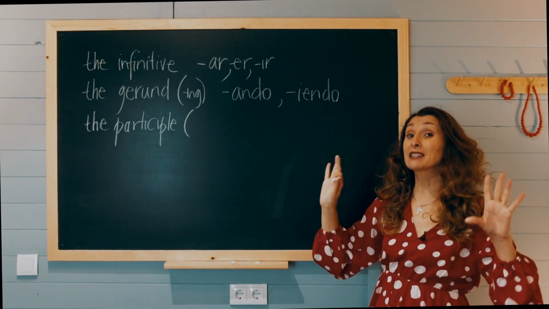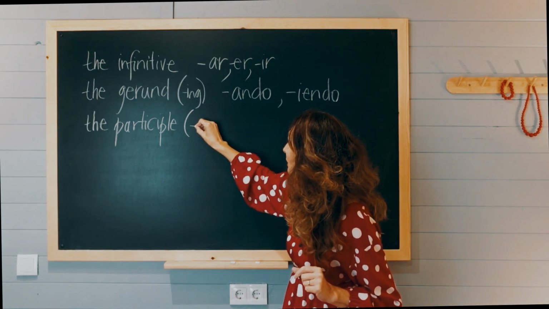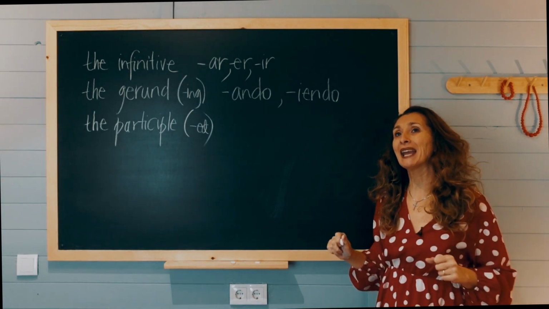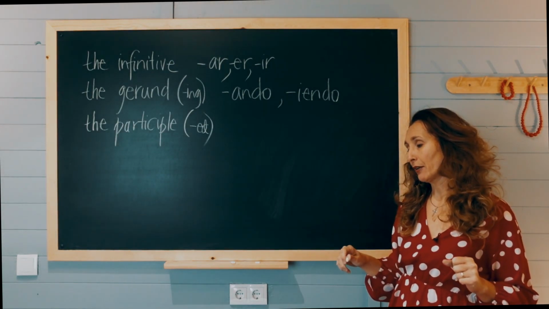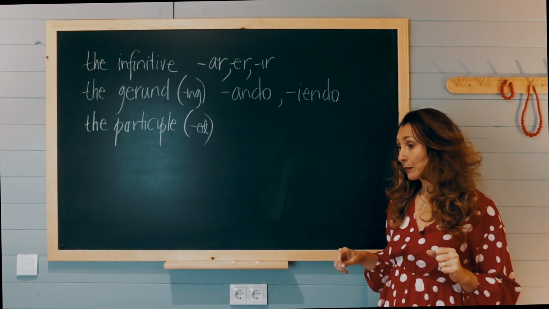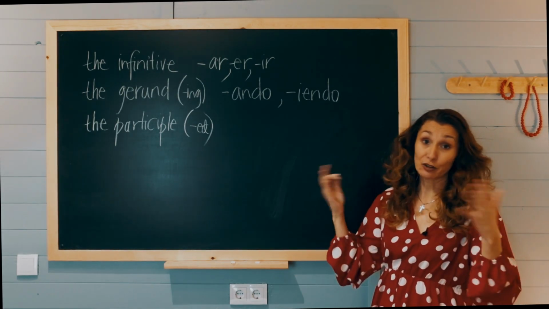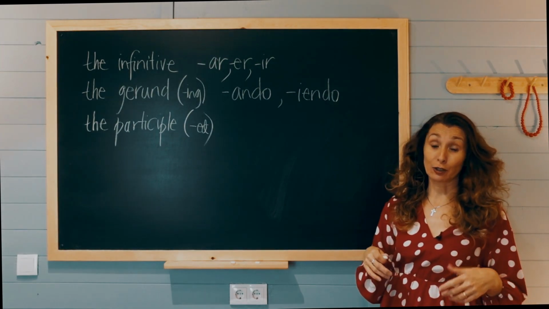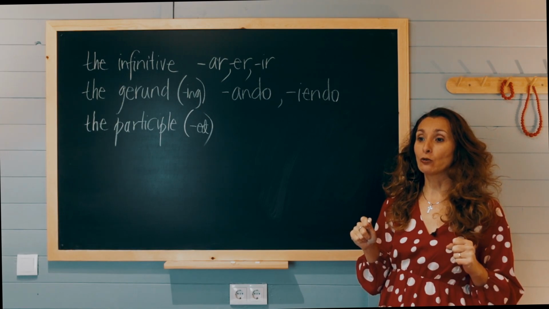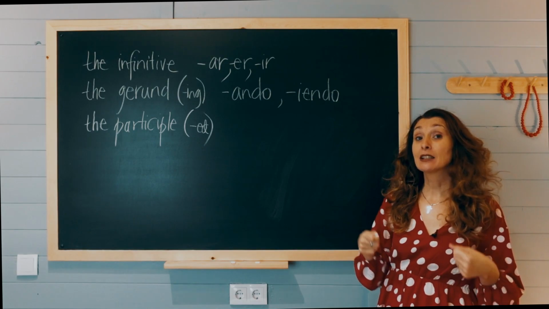So if a verb is regular in English, the ending for the participle is ed. So play, it would be played. Again, play, played, cook, cooked, etc. If it's irregular, then you just have to learn the participle. So for example, for see, it's seen. For read, it's read. For buy, it's bought.